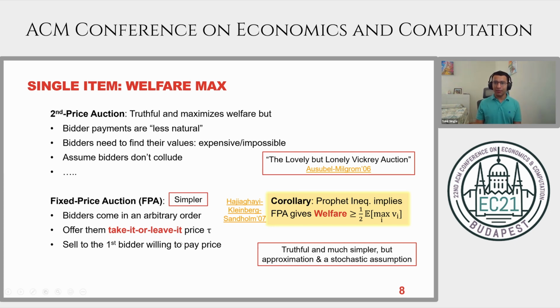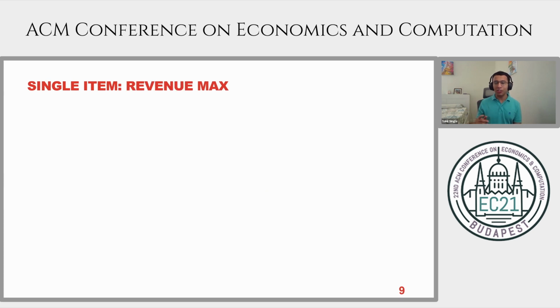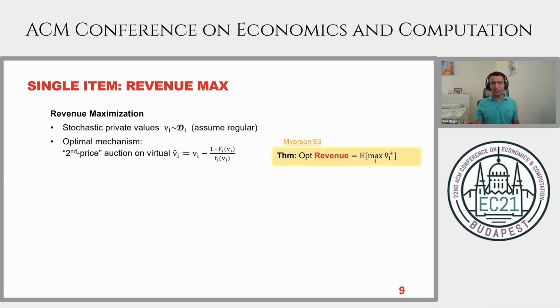Okay, so now let me take a step towards revenue maximization. Again, the single item setting, single item revenue maximization. You want to sell this patch of grass so as to maximize your revenue. So what's known about revenue maximization?